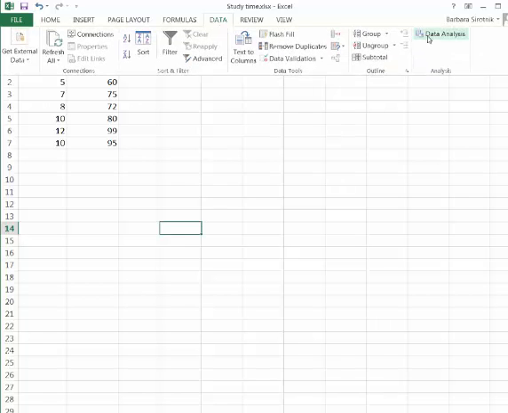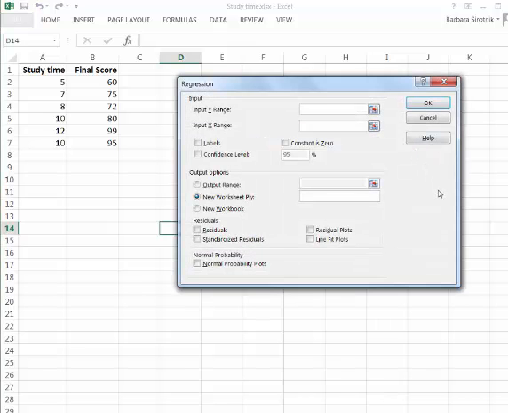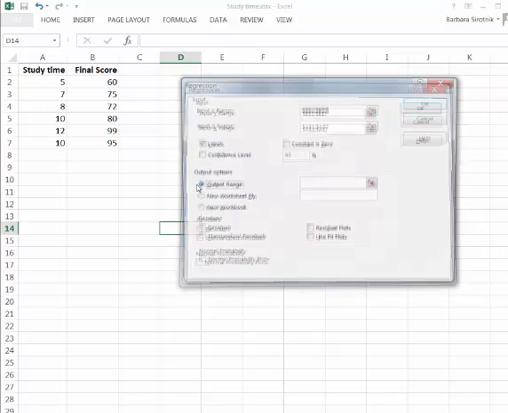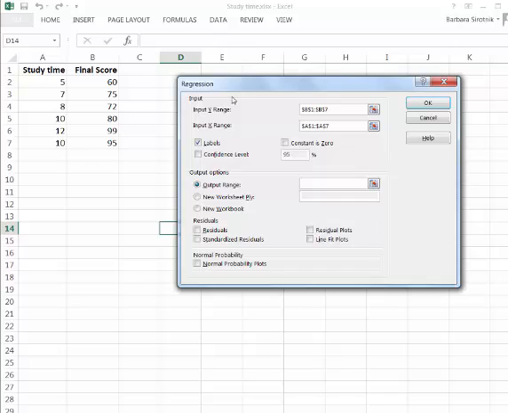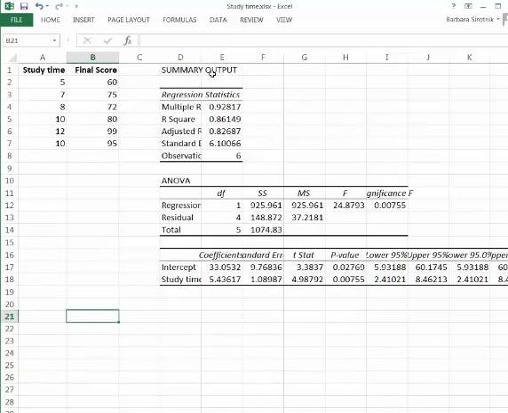I'll click on Data, Data Analysis, and Regression. And notice that it asks you for the y range. That's why I wanted to know up front which is the dependent variable. And that's final exam score. It also asks for the x range. I'm going to click on labels because I did put labels in as I highlighted. And I need to specify where I want to put all of the output. So I will click on output range, and I will indicate that I want my information put right there. Click on OK.